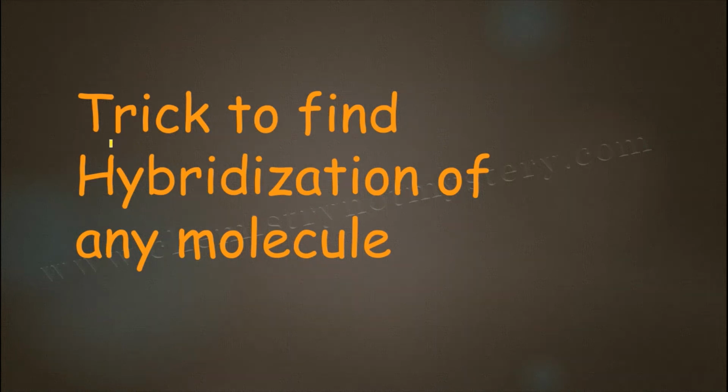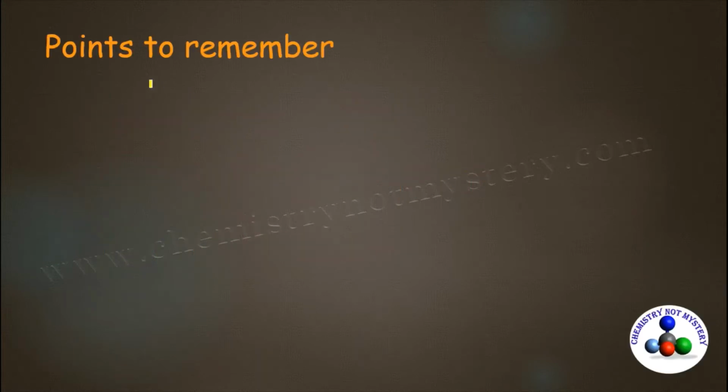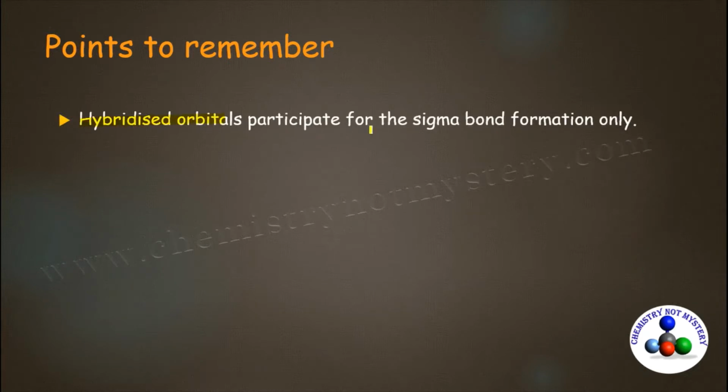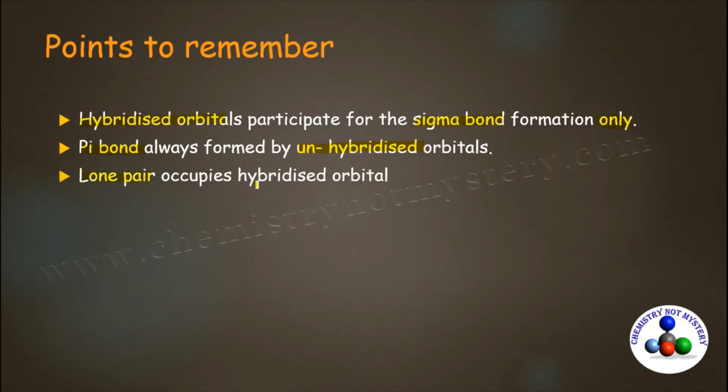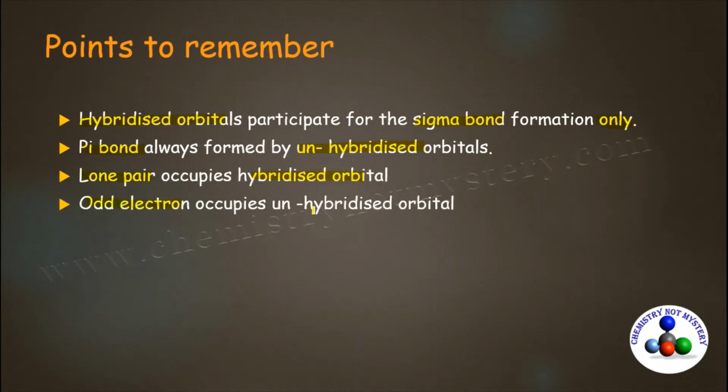Today I am going to discuss the trick to find the hybridization of any molecule. But before that, you need to remember some points about hybridization. Hybridized orbitals participate in sigma bond formation only. Pi bonds are always formed by unhybridized orbitals. Lone pairs occupy hybridized orbitals, while an odd electron occupies an unhybridized orbital.